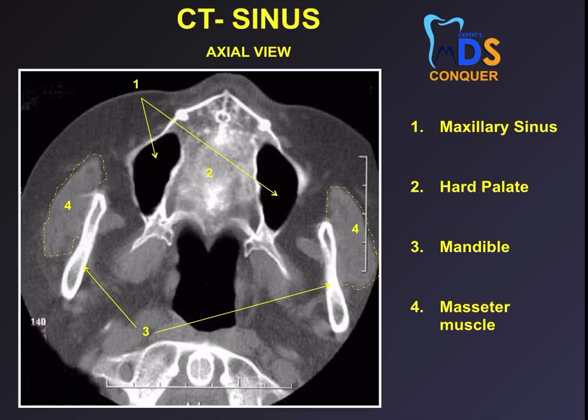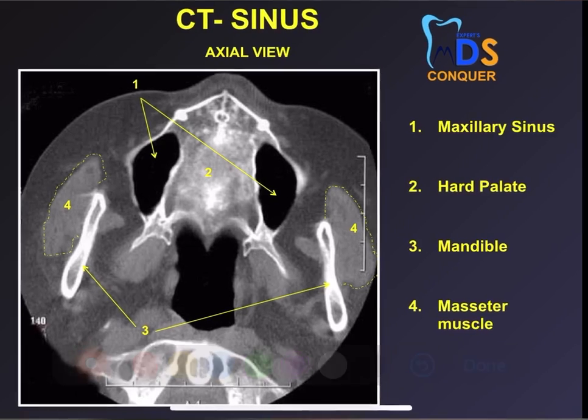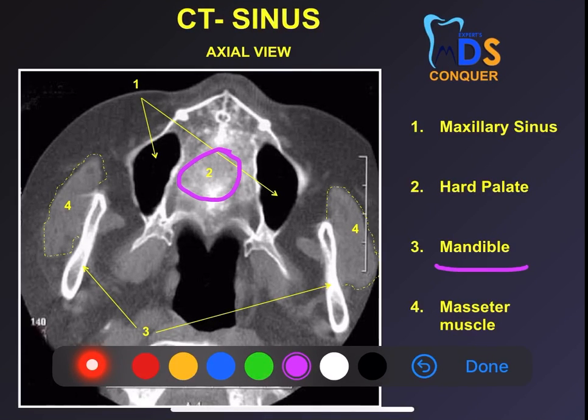Now coming to one more section of the sinus taken axially. Again the maxillary sinus you can identify, and the second is the hard palate. Between the maxillary sinuses there is the hard palate and the mandible on either side, and the fourth one is the masseter muscle. Muscle is a soft tissue, so it appears less dense when compared to the bone. Bone is hyperdense and completely white, whereas muscle appears grey.